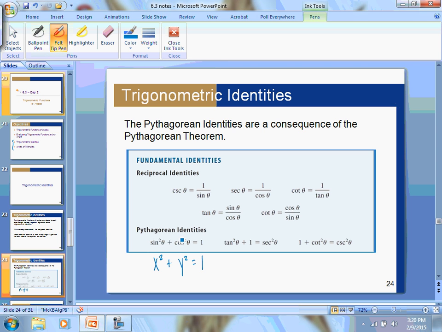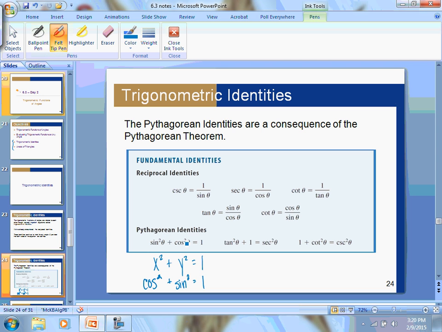Oops, I said that backwards. Well, it works the same way. x in the ordered pair is cosine. Here we go, cosine squared. And then the y is our sine squared, but it still equals 1. Okay? So it's the same as that. It's just in a slightly different order there.